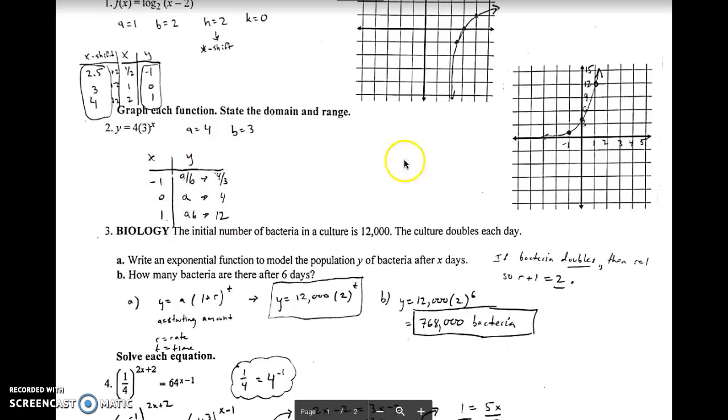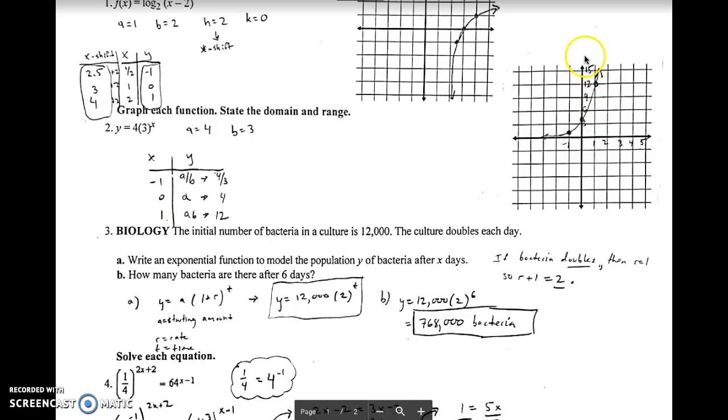So I'm graphing negative 1 and 4/3. You can see over here on my graph, in my y-scale I count by 3s, so 1.3, the 4 divided by 3, is a little bit more than a third of the way between 0 and 3. So it's a little bit more than a third over here. Then we have 0, 4, which would be about here. And then 1, 12 would be up here.